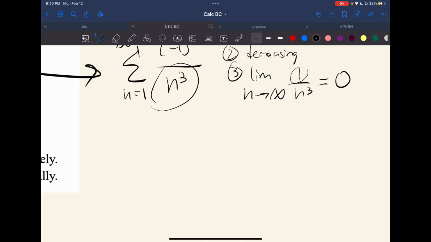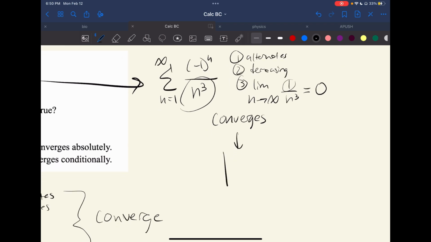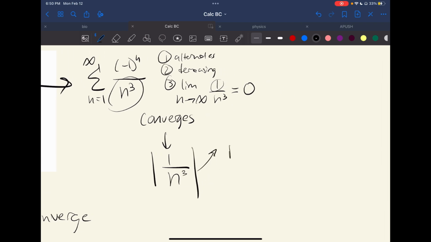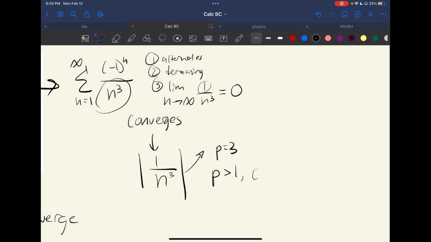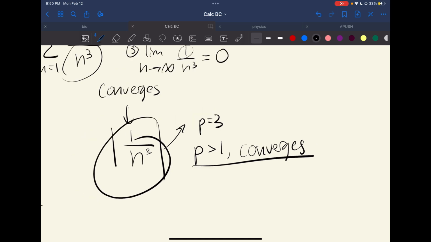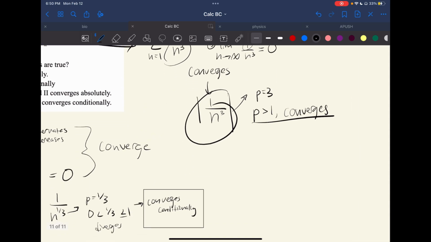And then to find if it converges absolutely, we have to take the absolute value of that. So we're going to do 1 over n cubed. And then again, we'll do p-series. P equals 3. So actually p is going to be greater than 1. So that's how we know that this converges due to the p-series test. And since this is the absolute value, this is going to converge absolutely.